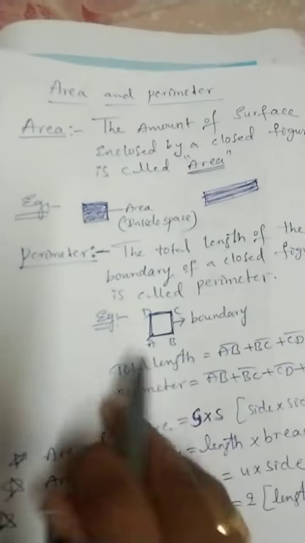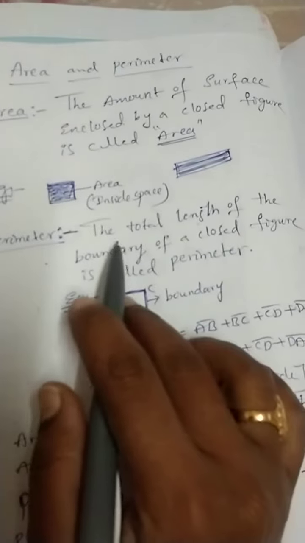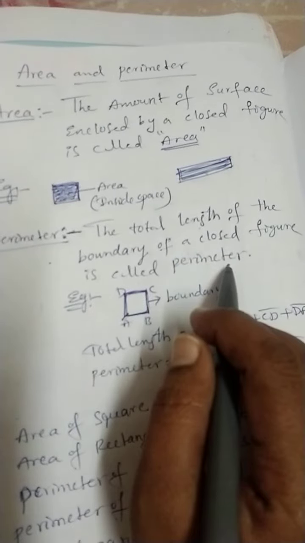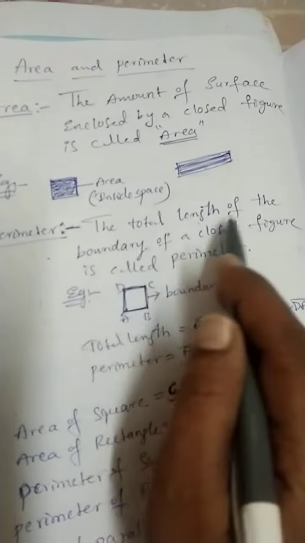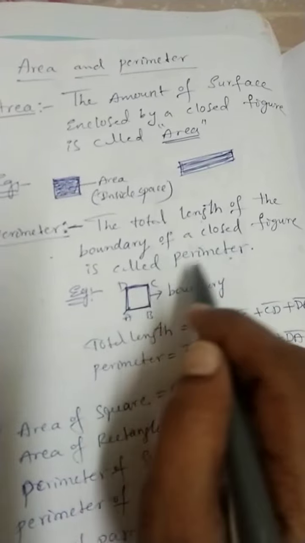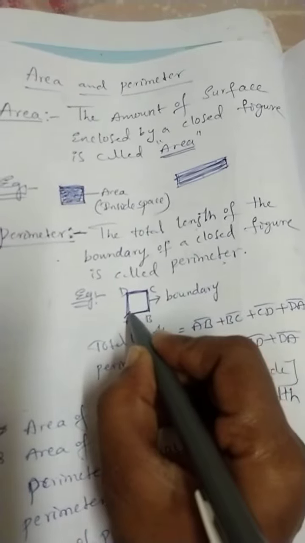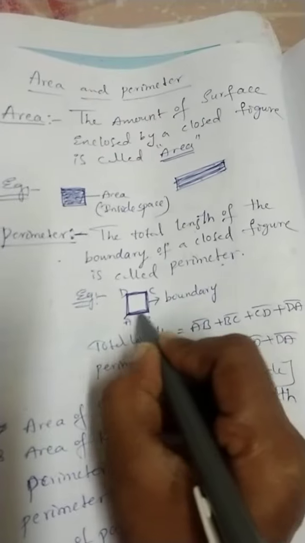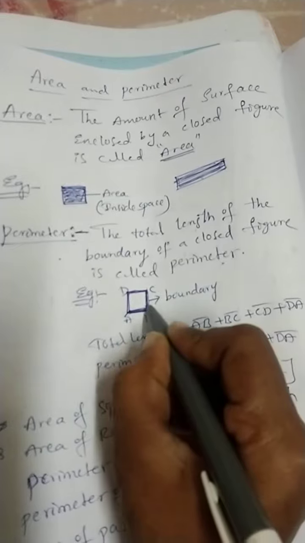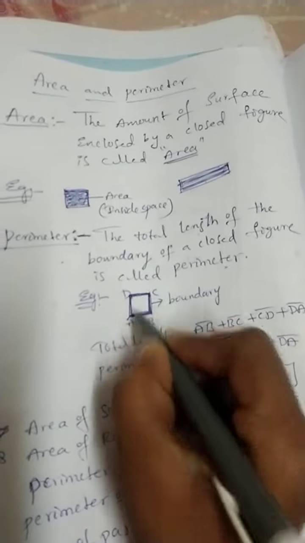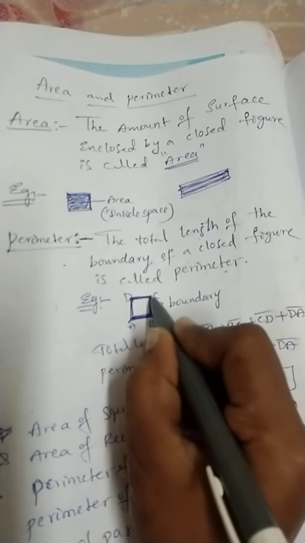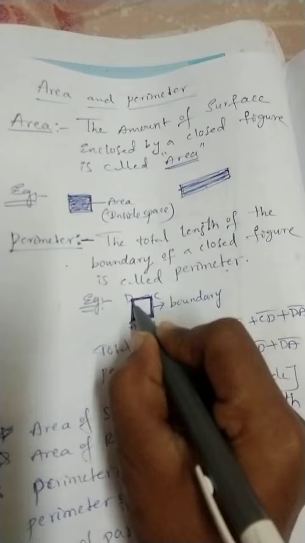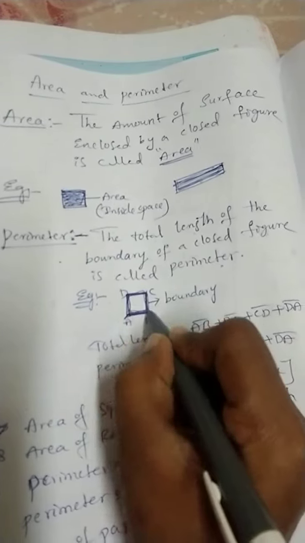Now coming to perimeter: the total length of the boundary of a closed figure is called perimeter. See here, I took a square. The total length of the boundaries, only the boundaries' length we consider. This A to B, B to C, C to D, D to E. This total length of the boundary of the closed figure is called the perimeter.